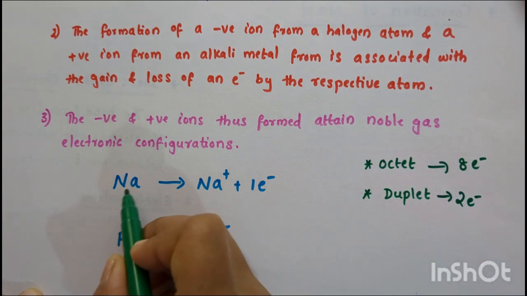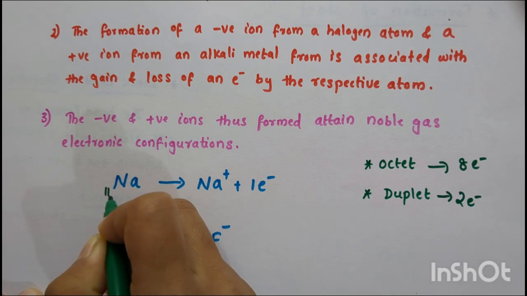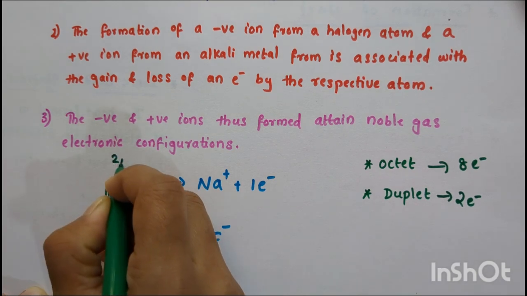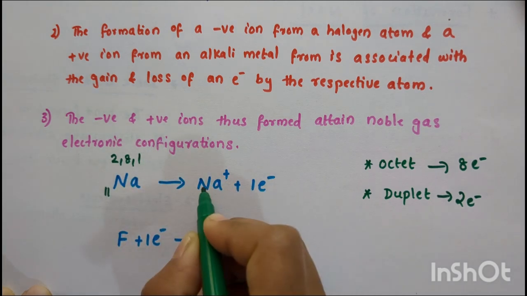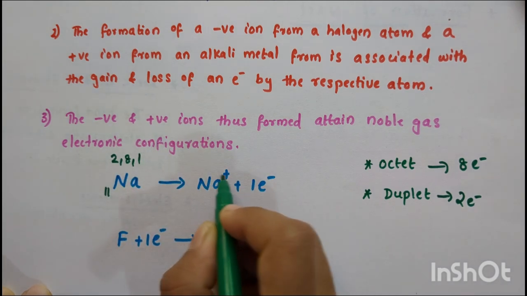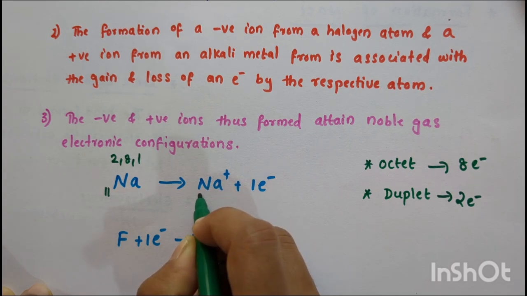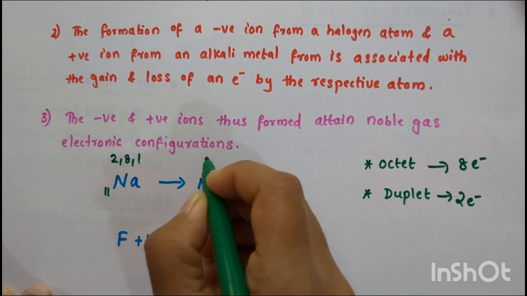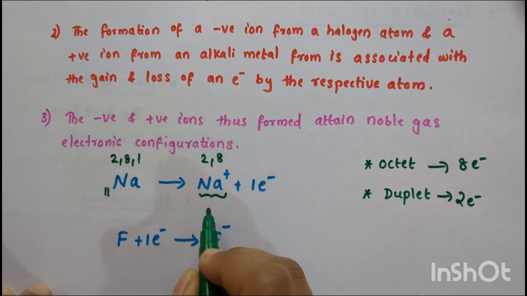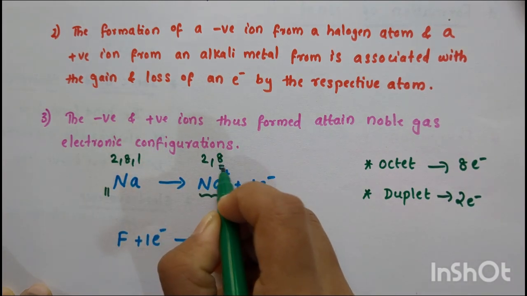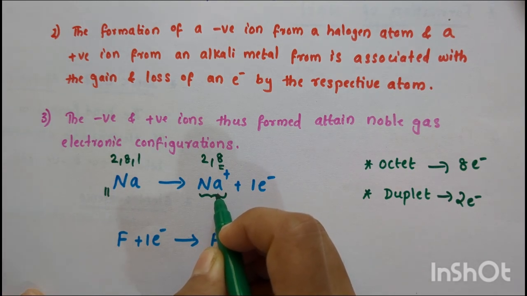That is, for example, if you consider sodium, its atomic number is 11. So, electronic configuration is 2, 8, 1. When it loses this 1 electron, it becomes Na plus ion, that is sodium plus, positive ion. Now, Na plus has an electronic configuration which is 2, 8. 1 electron is lost, so 2, 8 only. So, outermost shell has 8 electrons now for sodium ion, which is a stable configuration.